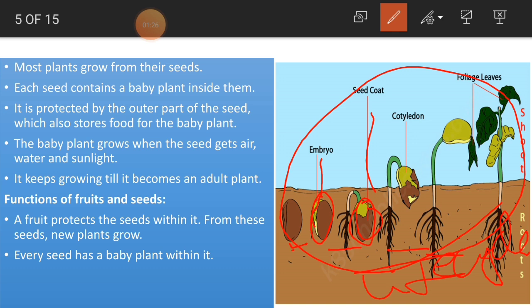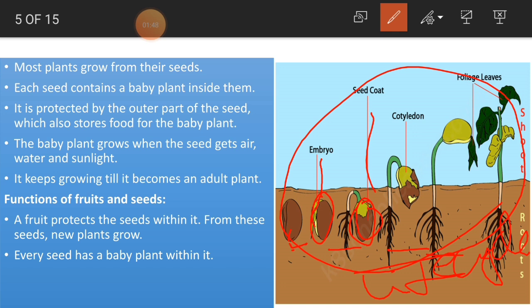Clear, children? So first we will have a seed, and it is going to give us a plant, in the sense small roots and leaves. That process is actually called germination. The seed is germinating. Clear, children?